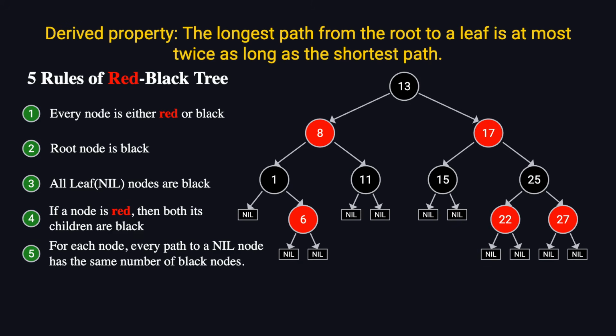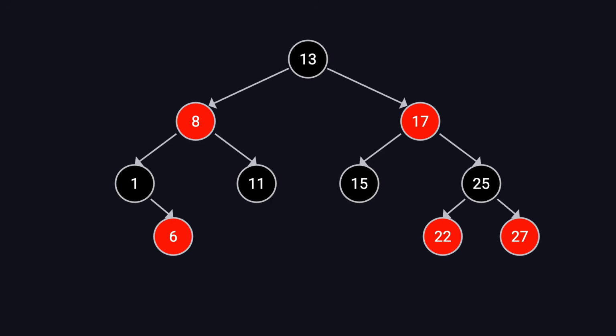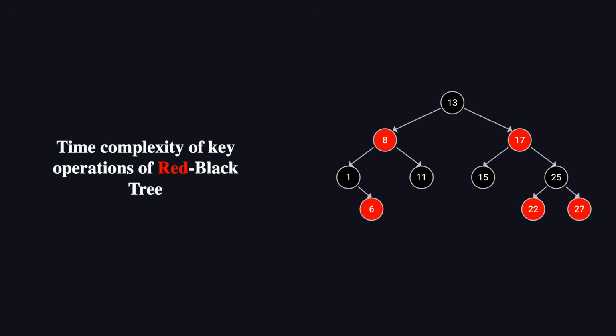The 5 rules of a red-black tree guarantee that the longest path from the root to a leaf is at most twice as long as the shortest path. The longest path consists of alternating red and black nodes, while the shortest path consists of only black nodes. This means that while red-black trees aren't as strictly balanced as AVL trees, they still maintain a good enough balance, also called weak balance, which ensures efficient operations. One quick note. In future demonstrations, we won't explicitly show nil nodes to save space, but you can assume they're always there. Now, let's talk about the time complexity of key red-black tree operations.